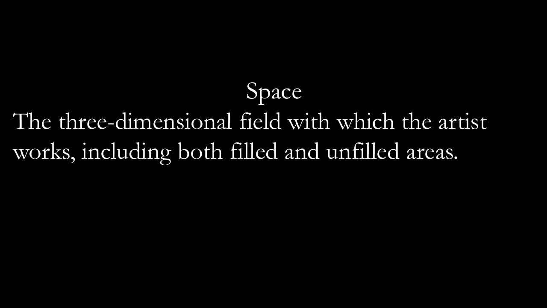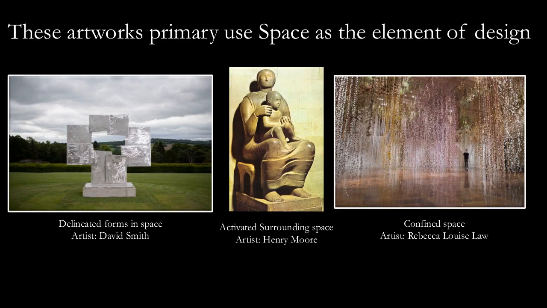Talk about space. Space is the three-dimensional field with which the artist works, including both filled and unfilled areas. So if we take a look at this, we talked about this a second ago in some ways. Here we have delineated form in space. What does delineated form mean? It's this negative space that's created by this positive form. And delineated means that it's actually fully enclosed. So it's kind of like a picture frame, right, for the backdrop of that beautiful landscape.